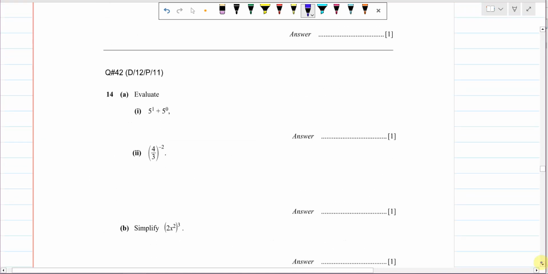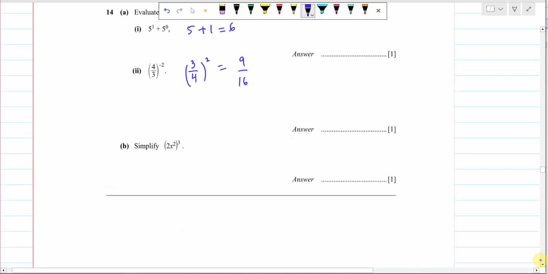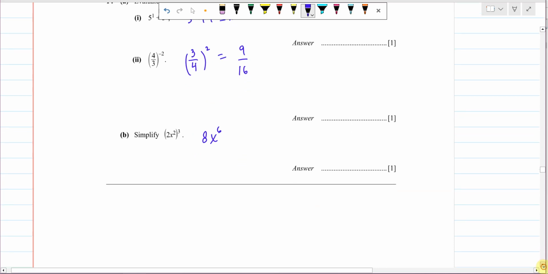5 power 1 is 5 and 5 power 0 is 1, so that is equal to 6. You've got a negative power here, so you need to flip the fraction. 3 upon 4 with the power 2 is equal to 9 over 16. Lastly, the whole power is like sunlight, it applies to everyone. So 2 cube is 8 and x power 2 3s are 6.